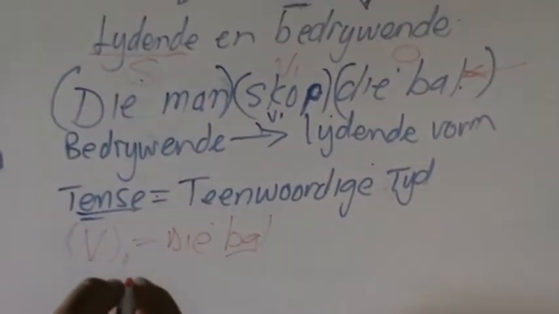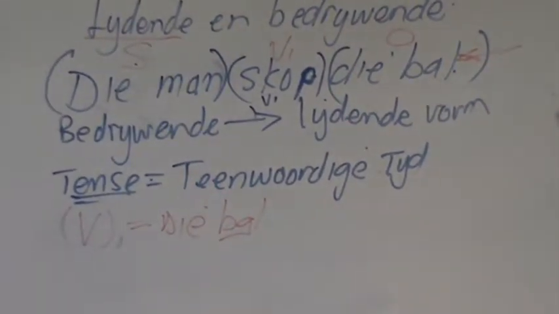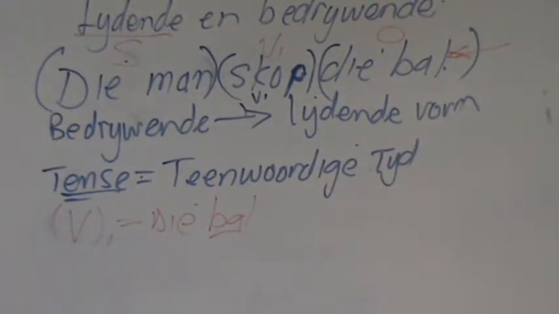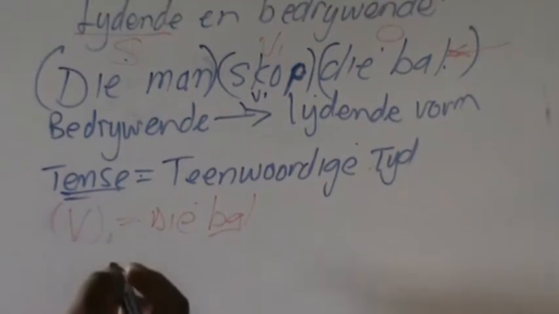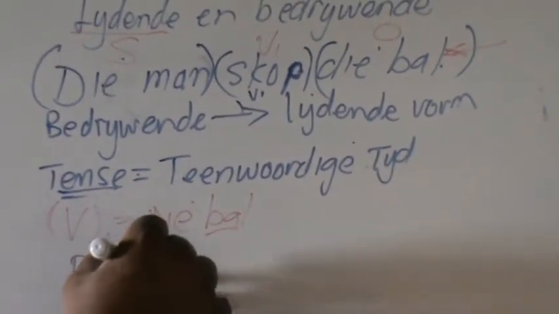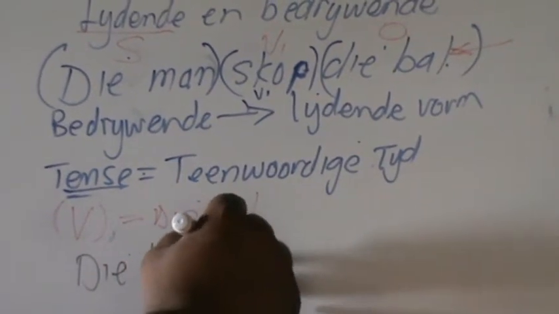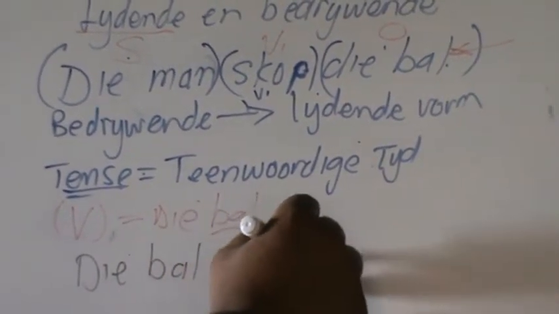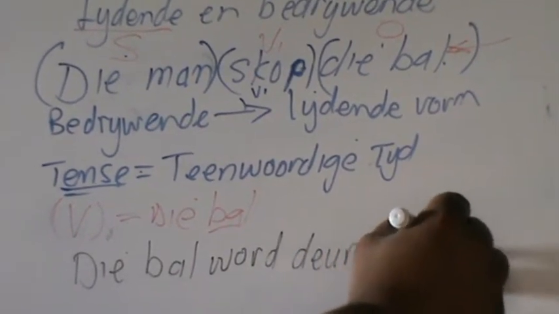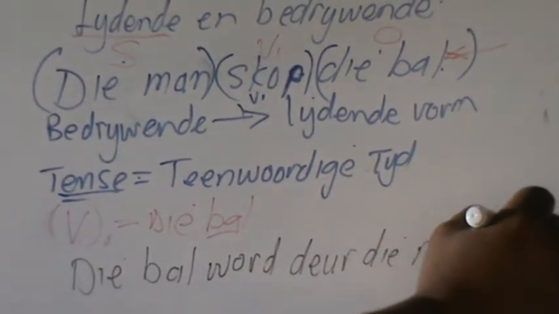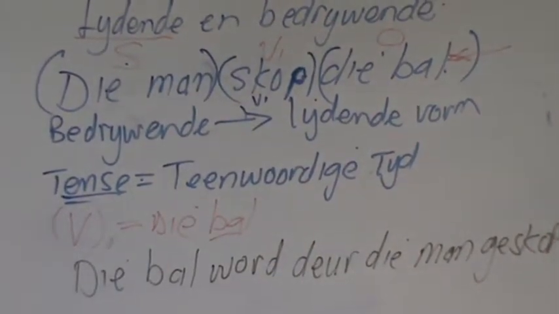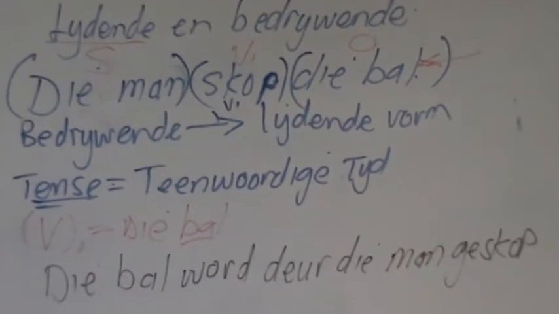And then, because we have to start with the object, we're going to start our sentence. Right, so then we're going to start our sentence with die bal word deur die man geskop. Right, die bal word deur die man geskop.